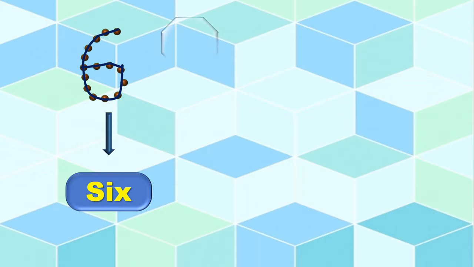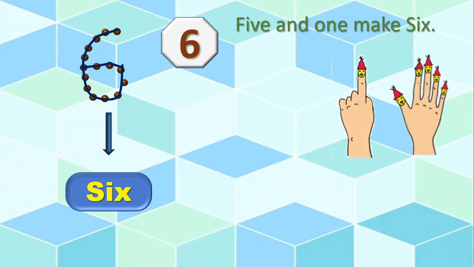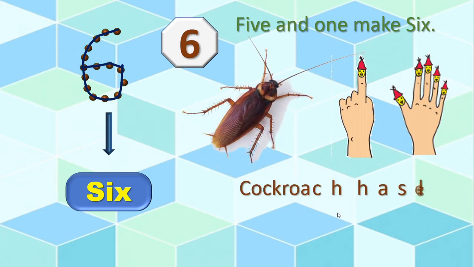Now, you know this is 6. How it became? 5 and 1 make 6. Right? When we added 1 to 5, we got 6. See here, 6 fingers. You are right? These are 6 fingers, right? 5 and 1, correct?